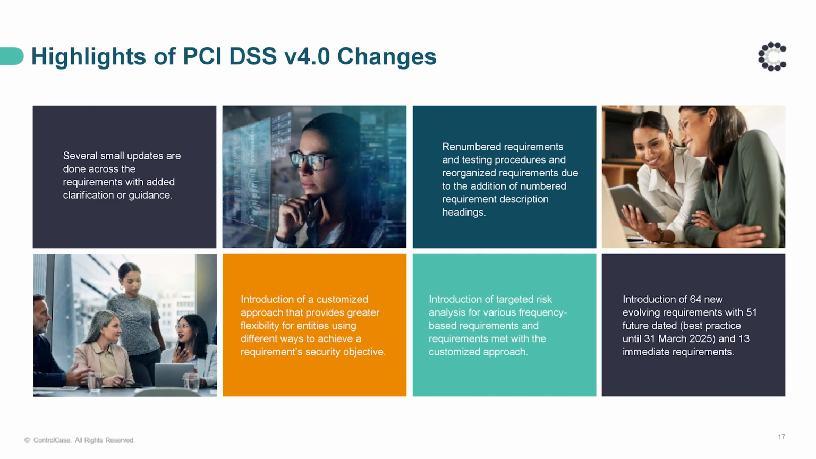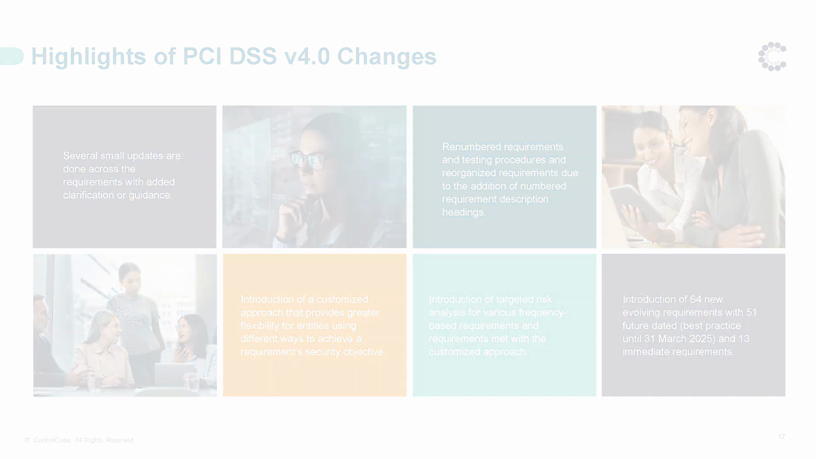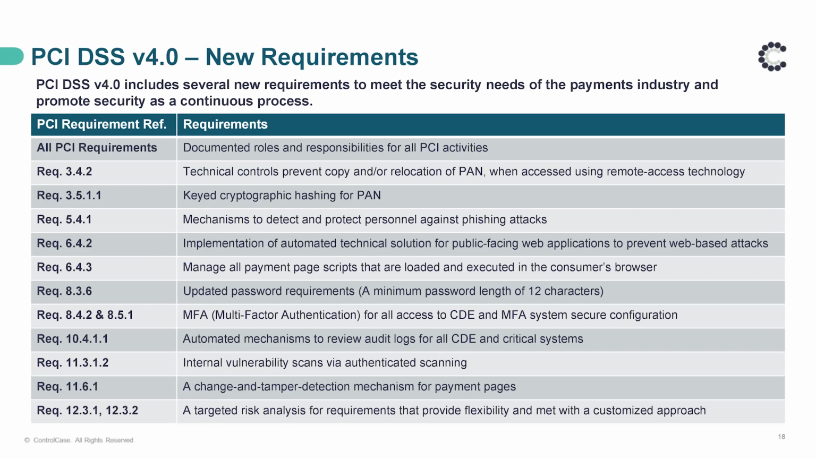Altogether, there are 64 new or evolving requirements they have added, out of which 51 are future dated and 13 are to be made immediate when you go for a DSS 4 assessment. Most of those 13 are related to roles and responsibilities. Now, with these highlights, let's dive into a few examples of these requirements.